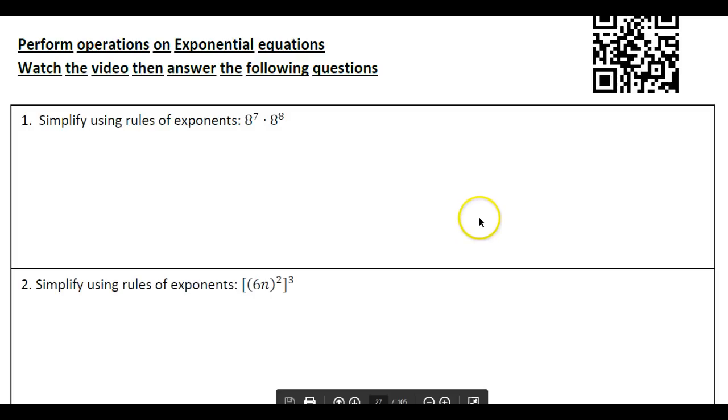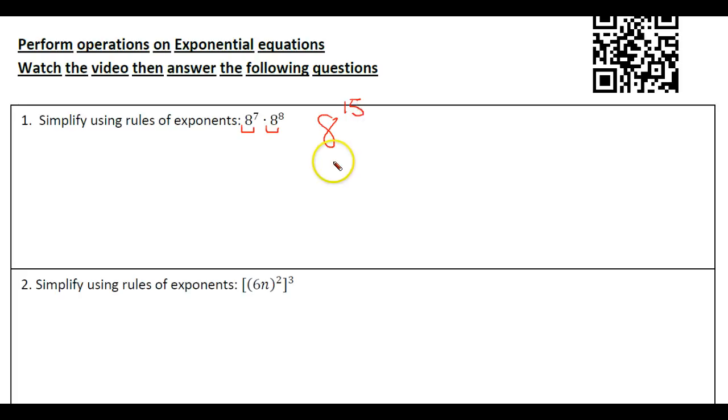Now in our lesson, of course, we will go over the rules involved here. And in your textbook, there is a chart that summarizes it. So for something like this, when we have a base, and the bases are the same, we just add the exponents. So this is going to be 8 to the 15th power.